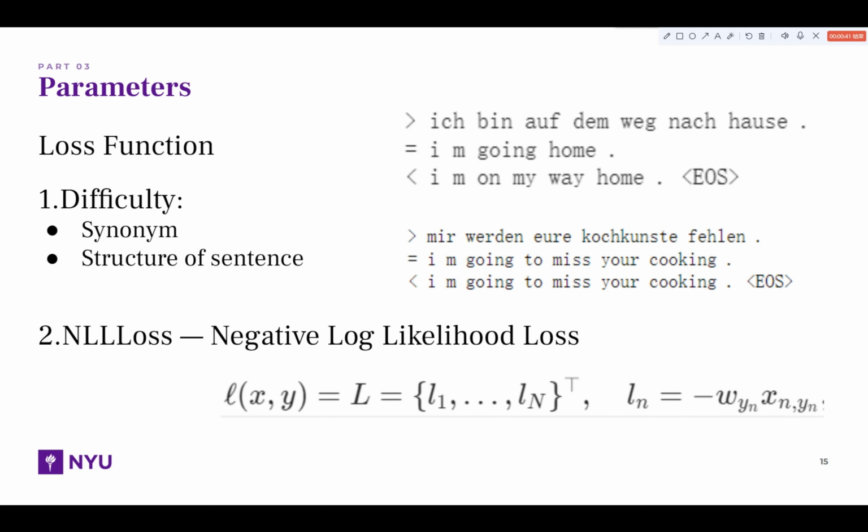And the second thing is the structure of the sentence. In English, "I'm going to miss your cooking", "miss" follows the first verb "be going". However, in German, "wir werden eure Kochkünste fehlen", the "fehlen" is actually the second verb, and it is at the end of the sentence. And some word orders of the German sentence can be changed, such as "eure Kochkünste werden mir fehlen", and so on. It is also easy for humans, but hard for machines.